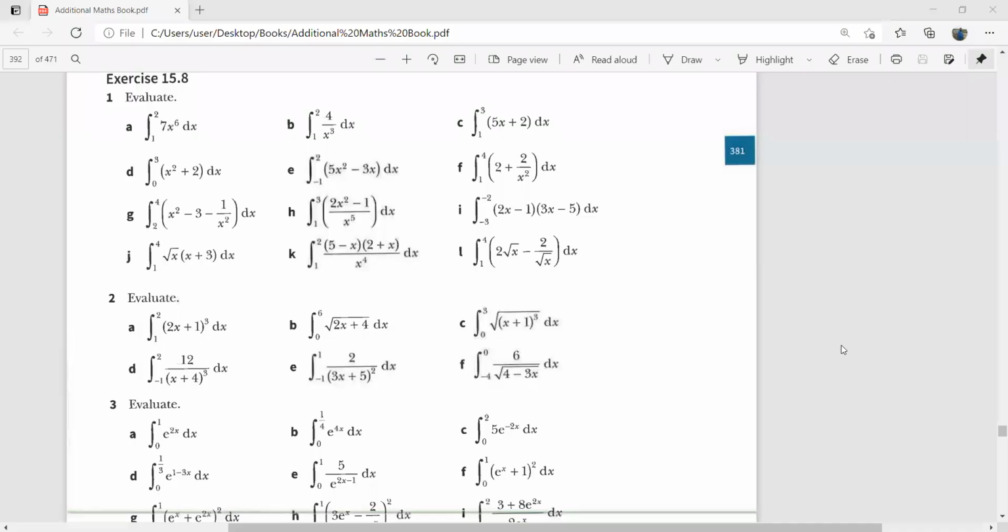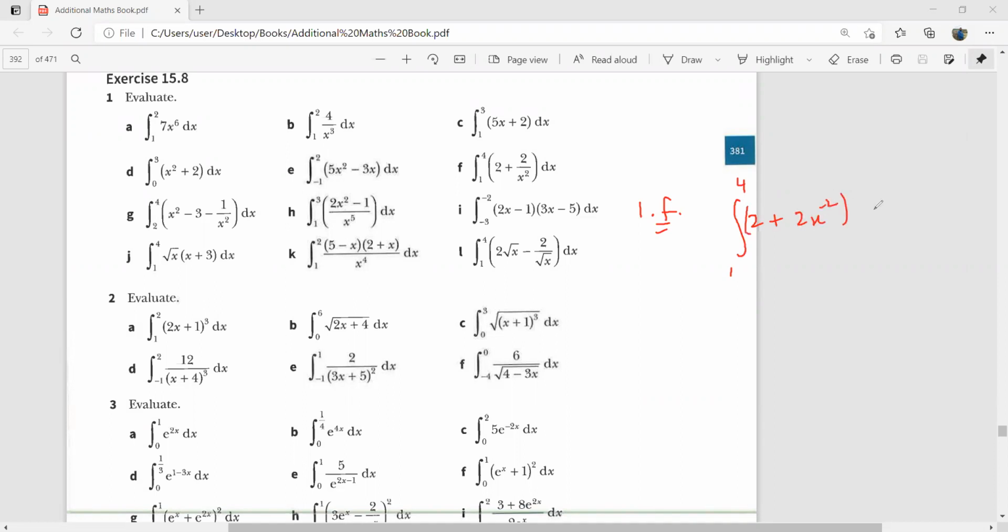This is exercise 15.8. So let me do some questions from here. I'll be doing first of all question number one's part F. Okay, so you have limit from 1 to 4. This is 2, and I would write it as 2 plus 2x raised to power minus 2.